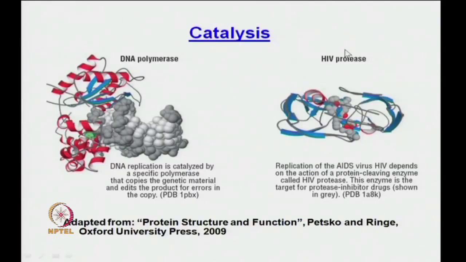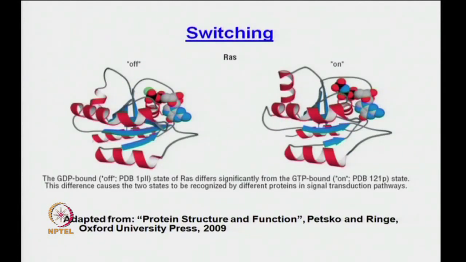Then we have HIV protease. The replication of the AIDS virus HIV depends on the action of this protein cleaving enzyme called HIV protease. So, you can understand this enzyme has been the target for many protease inhibitor drugs, hence its significance. Then the switching on and off.